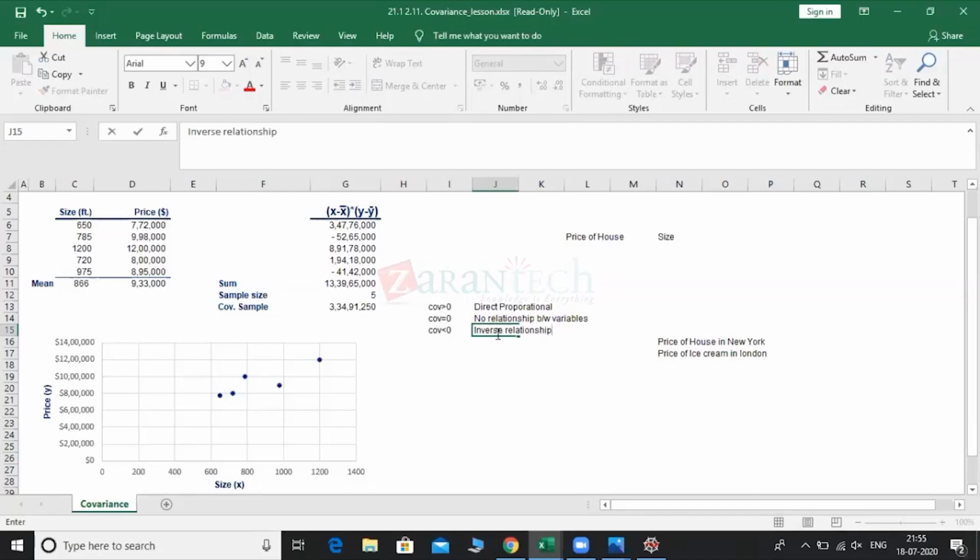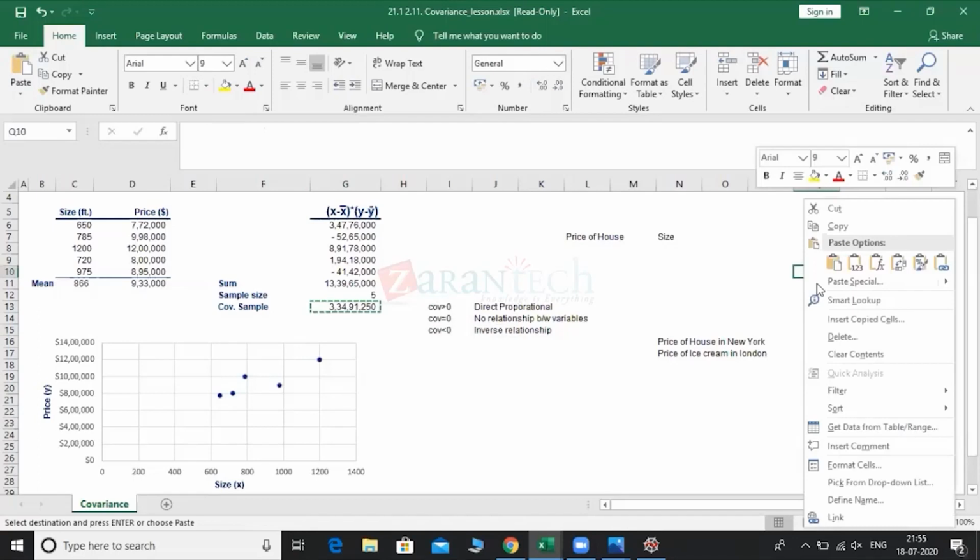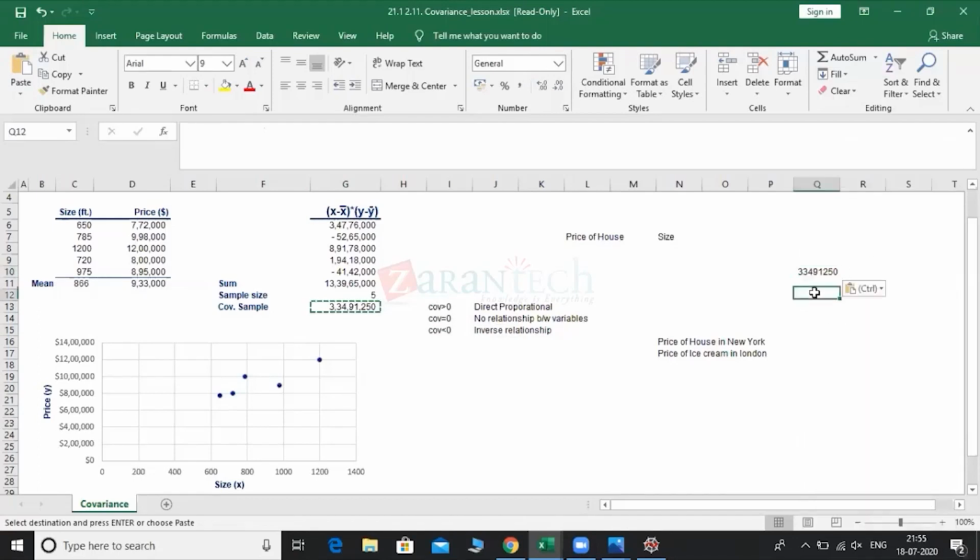But then it will only give you a direction, because covariance can take any number. Right now we have this number, but it could be 50, it could be 100, it could be anything. It could be 0.02 also. It can be any number. This is also a positive number, but it will only give you some direction. It doesn't give you any significance. More than the directional idea, we won't get anything from covariance.